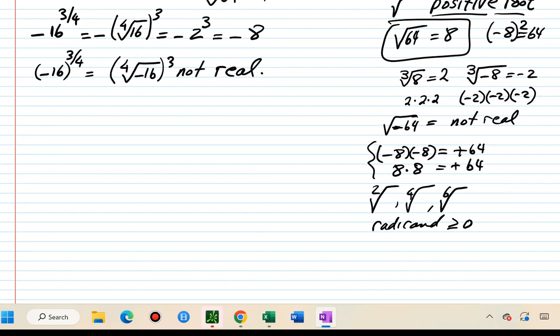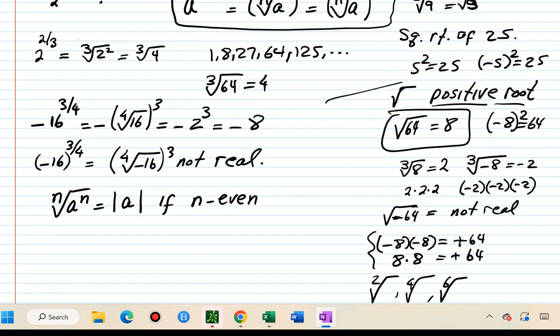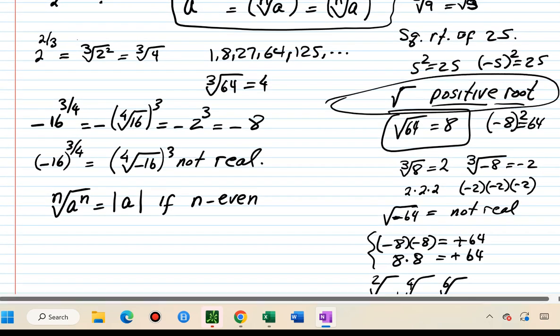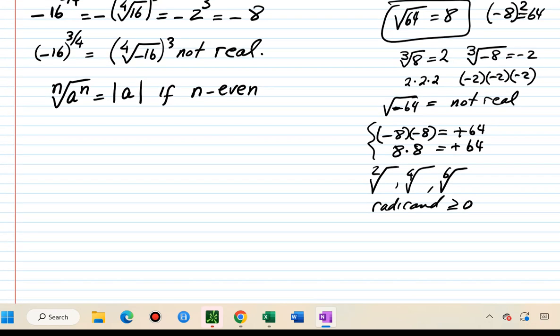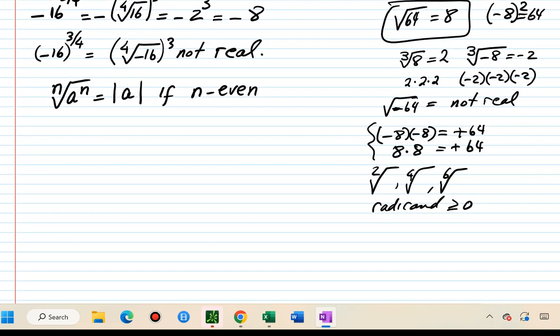Now, in evaluating, by the way, the nth root of a to the n, in general, is going to be the absolute value of a, if n is even. And the reason is because of what I mentioned earlier here. The radical symbol implies the principal or positive root. So the insertion of absolute value here guarantees the result is positive.